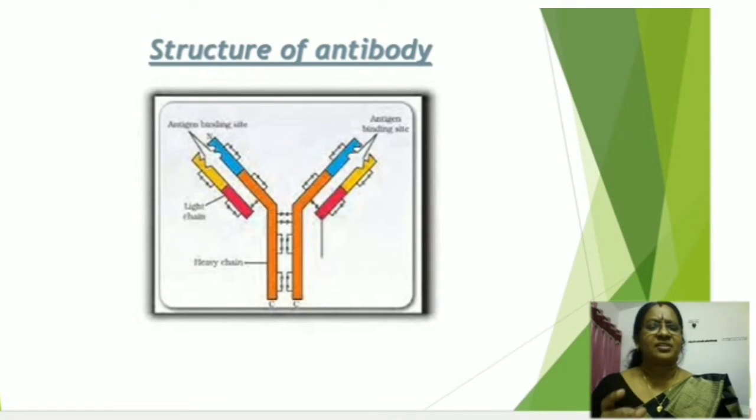A constant region is shown in the lowest portion of the long chain, and an antigen binding site is also shown in the anterior portion, in a lock and key fashion. According to the antigen, it will vary. Next we are moving on to the next slide.